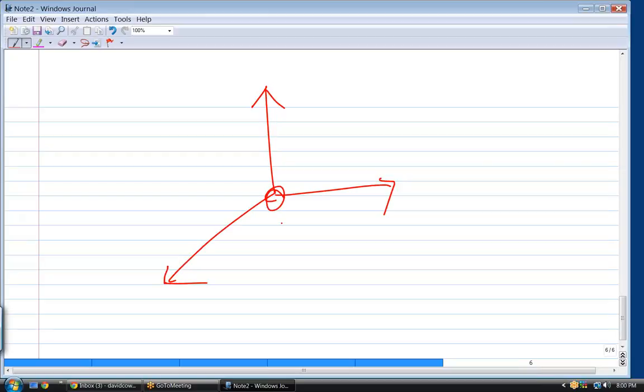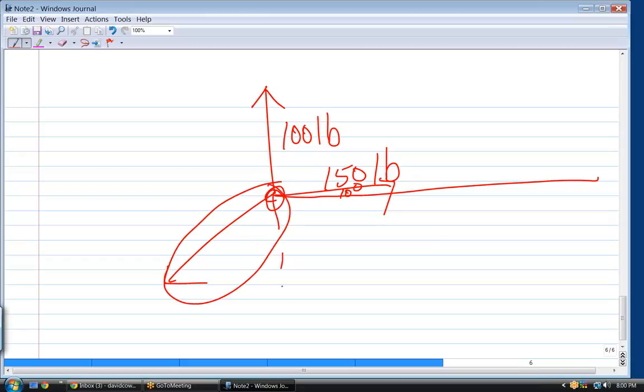You have a rugby ball on the center of a playing field. You've got 3 people tugging on it. This guy's tugging on it with 100 pounds of force in a north direction. This guy's tugging on it with 150 pounds of force at an angle of 10 degrees. This guy is tugging on it at a 45-degree angle. The ball is not moving. Everybody's force is equaling out such that the ball is stationary.